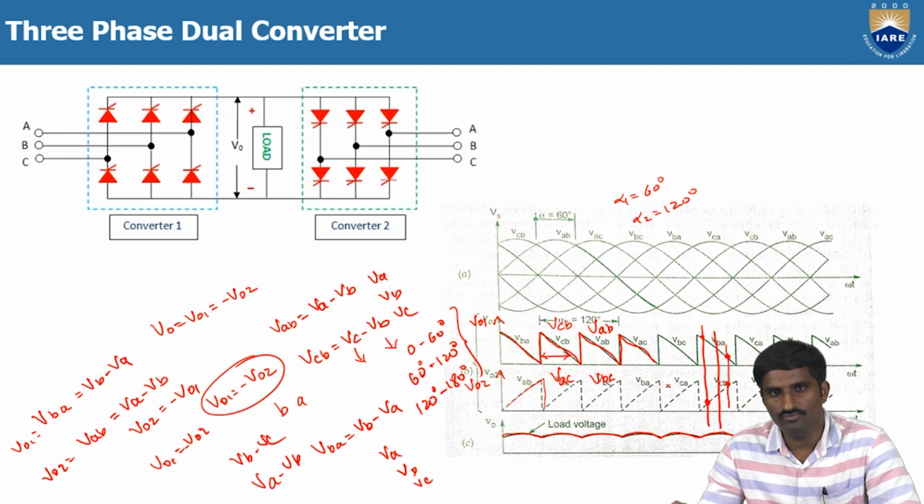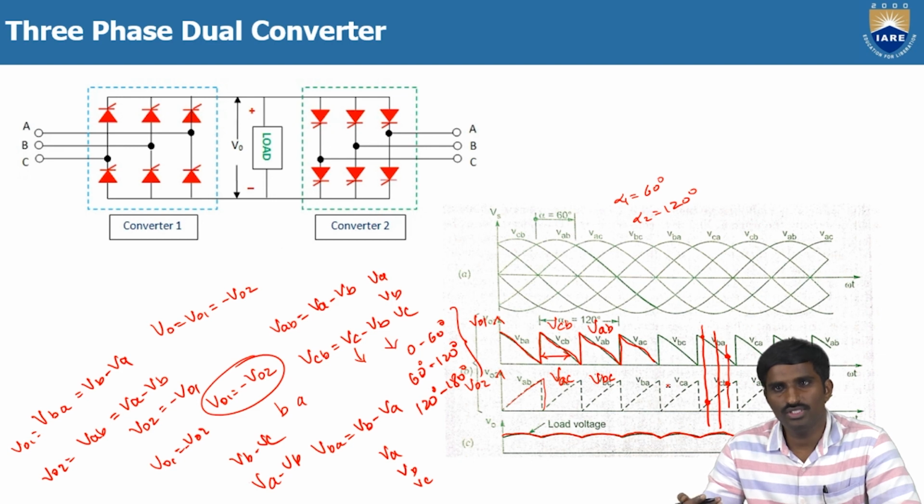And how are we getting alpha 1 plus alpha 2 equal to 180 degrees? As we can see, V01 is the converter 1 output and V02 is the converter 2 output. Then V01 is equal to minus V02, because the configuration is anti-parallel, which means where one is positive the other is negative, and where one is negative the other is positive. So if you take V01 as a reference, then V02 is minus V01, because the polarity of the output voltage is opposite to the polarity of V01.